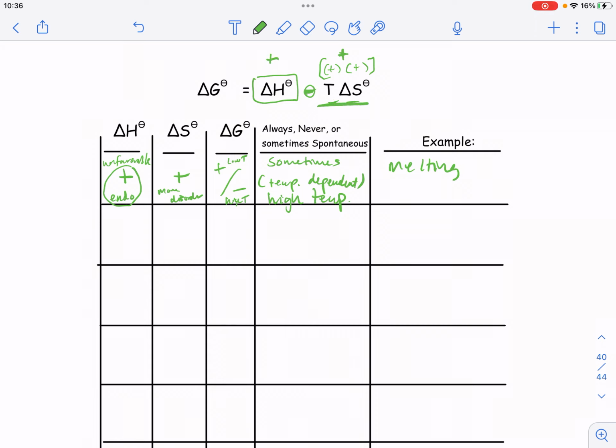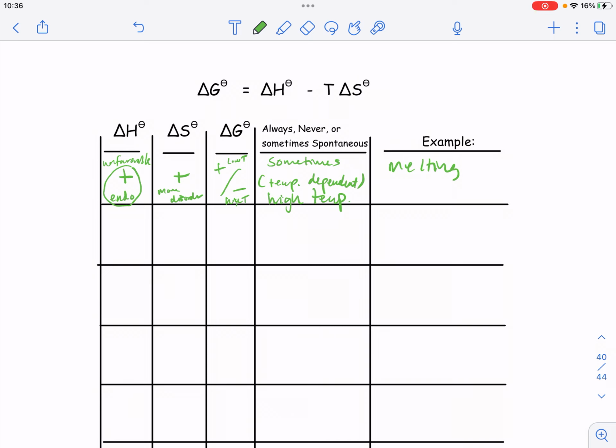When this term on the right gets big enough, then delta G will become negative. But if the term on the right is small, then the delta H positive term will be bigger, and overall delta G will be positive. So that's how the temperature-dependent nature of delta G will actually work out in our equation.